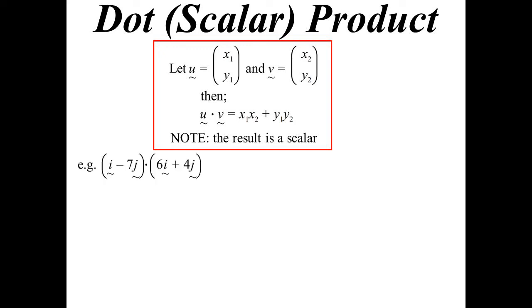Let's do a quick example. So it's as simple as that. We get the x values, 1 and 6, multiply them together, get the y values, negative 7 and 4, multiply them together, add them, negative 22.